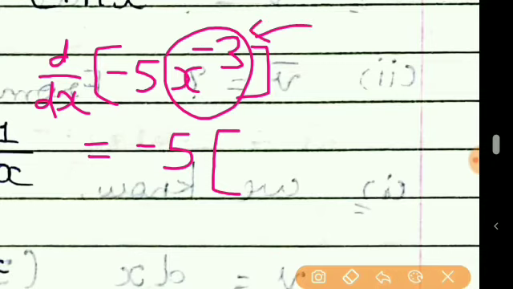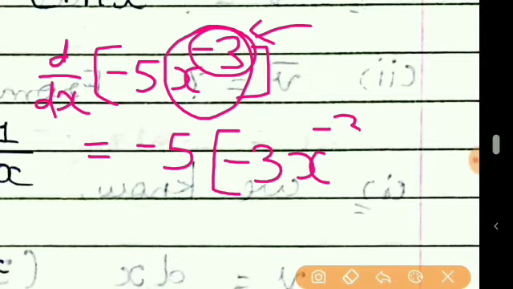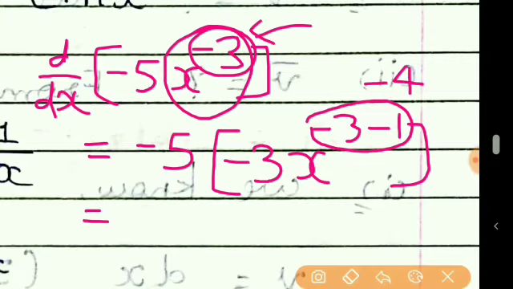This minus 3 is to be taken as a multiple. So minus 3 x raised to, what do we have to do for the power? Already minus 3 is there, and we are reducing the power by 1. So it was minus 3, and again we are reducing it by 1, so in this case the power will be minus 3 minus 1, which is minus 4.